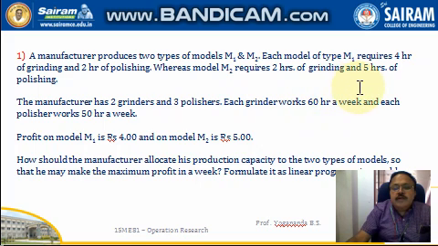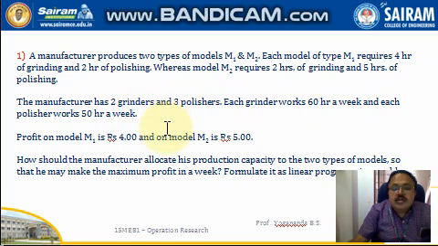A manufacturer produces two types of models, M1 and M2. Each model of the type M1 requires 4 hours of grinding and 2 hours of polishing. In the sense, if we want to produce one piece of model M1, it has to be processed 4 hours on the grinding machine and 2 hours on the polishing machine, whereas one piece of model M2 requires the work of 2 hours on the grinding machine and 5 hours on the polishing machine.